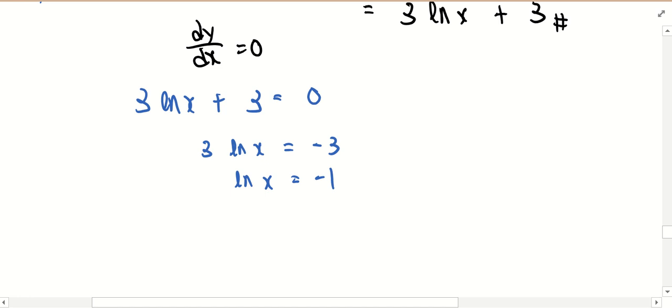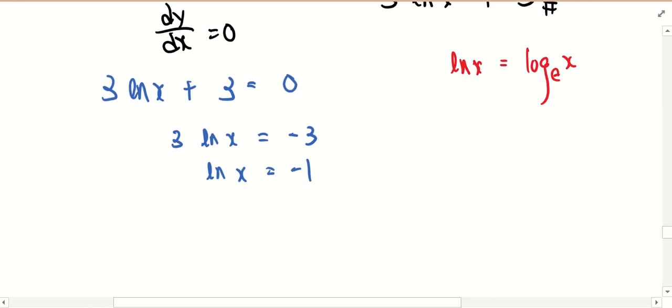Okay, recall the meaning of ln. What's the meaning of ln? Log to base e. Okay, let me write by the side. Ln x is the same as log x to base e. Alright, e has a value. Okay, so I'm going to write log x to base e equal negative 1.